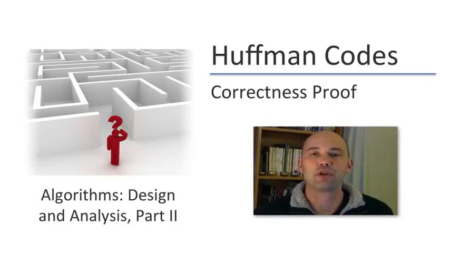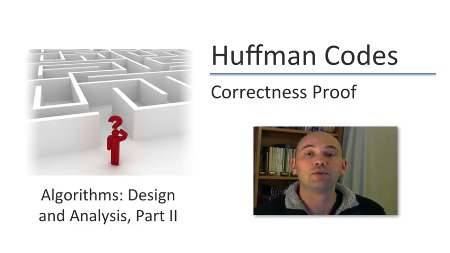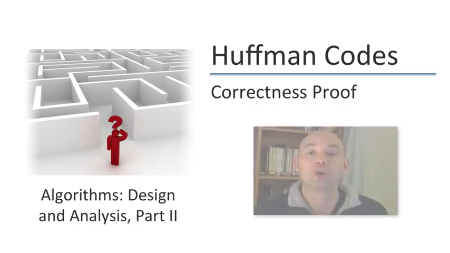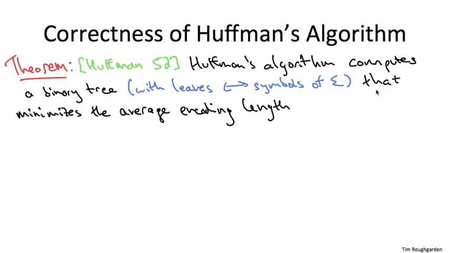In this video, we'll establish the correctness of Huffman's algorithm, meaning that greedy algorithm always computes the prefix-free binary code that minimizes the average encoding length. Let me also remind you of our expression for the average encoding length in terms of a tree capital T. We'll be working with this expression quite a bit in this proof.